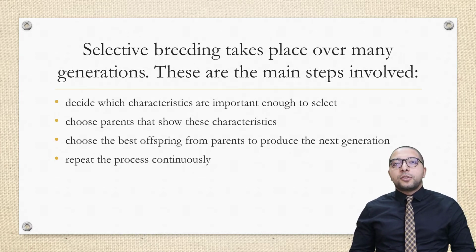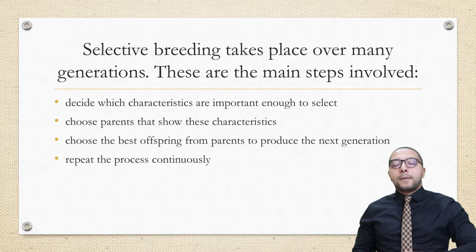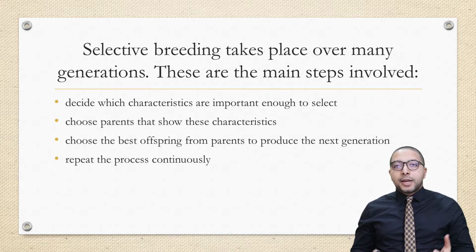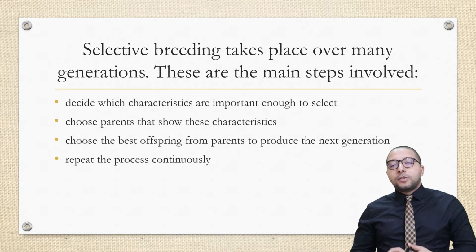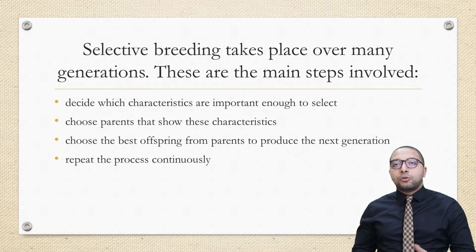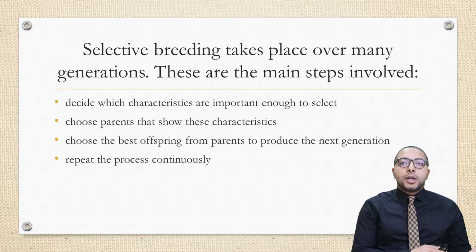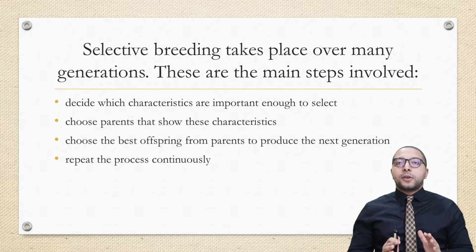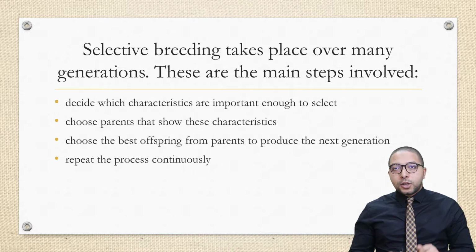These are the main steps involved in selective breeding. The first step, in order to increase the percentage of the cows that can produce more milk, is to decide which characteristics are important enough to select. We need to have an aim. Is our aim to get more milk, to get more beef, or to get larger eggs, or to get larger grain sizes? We need to be so specific when it comes to the characteristic which we need.